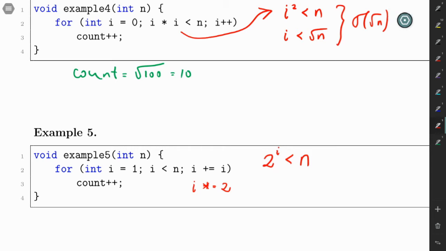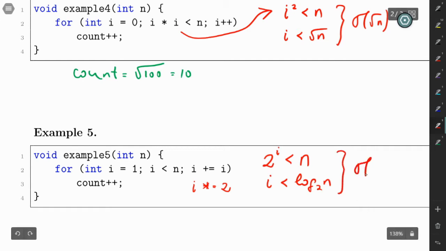And we can then once again solve for I, and this is going to be I less than log base 2 of n. So then the big O runtime of the method is O of log n, because we usually just drop the base when we do the big O.